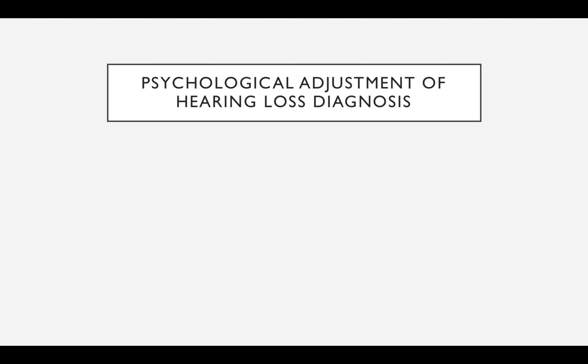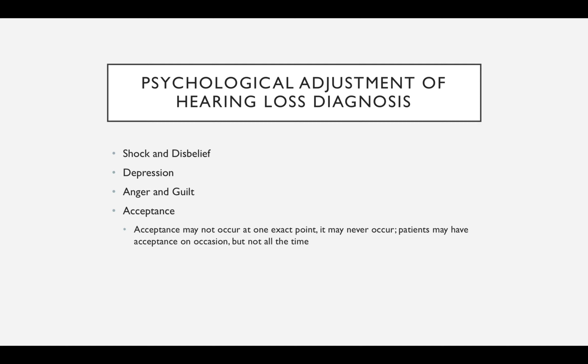So psychological adjustments to a hearing loss diagnosis: the person might be in shock and disbelief. They might be feeling some depression, anger and guilt, and then also acceptance. The acceptance might not occur at one specific point, and it could also never occur. Patients may have acceptance on occasion, but not all the time. It can be a very up and down phase.